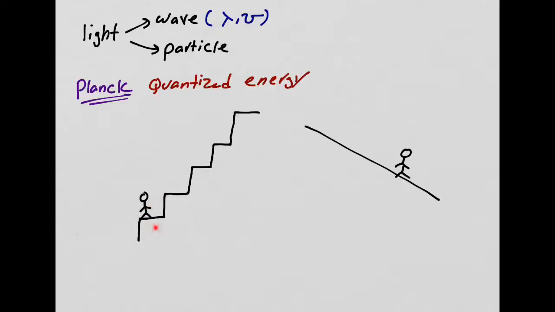You have to have enough energy to go up to the next one, up to the next one, up to the next one. If you have enough energy just to go halfway, you just come back down. That's exactly what it is. Quantized energy. You need a discrete chunk of energy to get to the next level. Okay, so far so good.